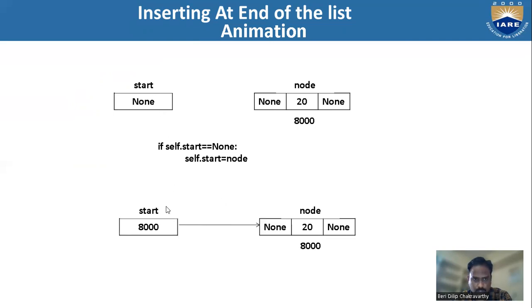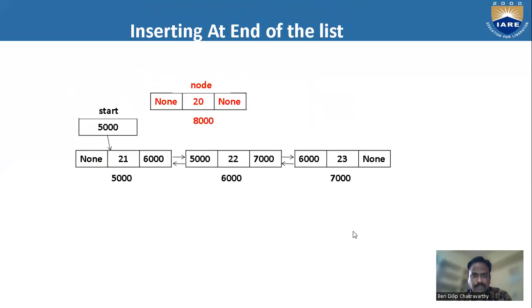Start, 8000. So there is no node after 20, so we'll just place it as none, or null. Now, suppose there are elements in the list. If you observe here, already 21, 22, 23 nodes are present. Now I am trying to insert this node 20. Where do I need to insert? I need to insert at the end of the list. That means I need to insert here, after 23.